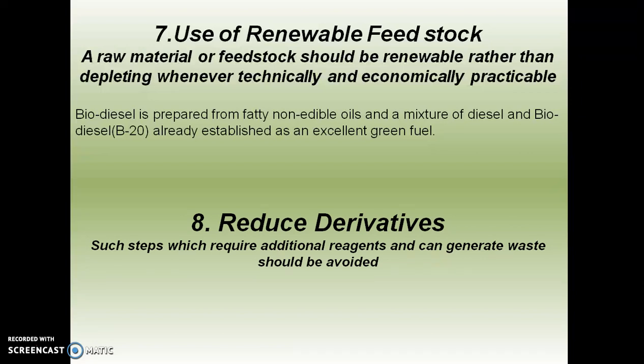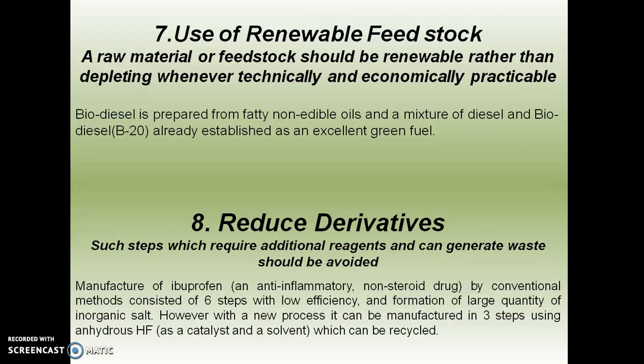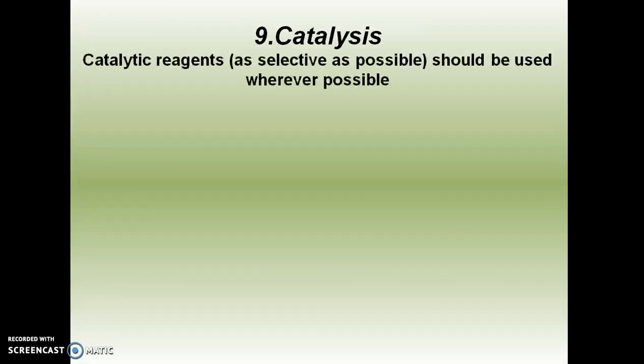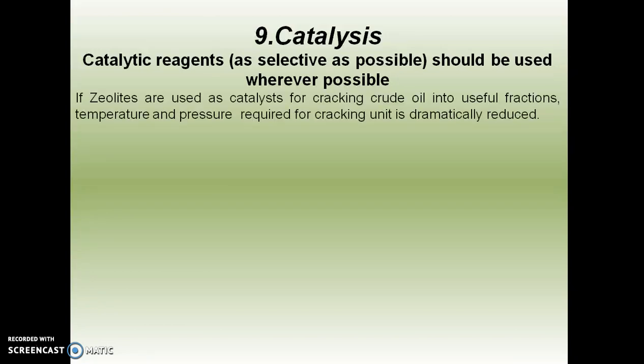The eighth principle is reducing the derivatives. Such steps which require additional reagents and can generate waste should be avoided. Manufacture of ibuprofen by conventional methods consisted of 6 steps. However, with a new process, it can be manufactured in 3 steps only. The ninth principle is use of catalyst. So, catalytic reagents should be used wherever possible because it will be a faster process. So, in this, if zeolites are used as catalyst for cracking the crude oil, that is petroleum, then the temperature and pressure required for cracking unit is dramatically reduced.